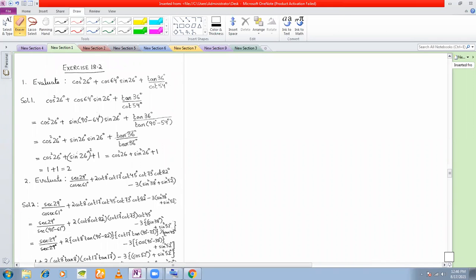Now, the next exercise does not have any diagram as such, but the next exercise will just require very keen observation. Okay. Look at this, evaluate. This expression given here is cos square 36 degree plus cos 64 degree sine 26 degree plus tan 36 degree divided by cot 54 degree. You need to simplify this expression.